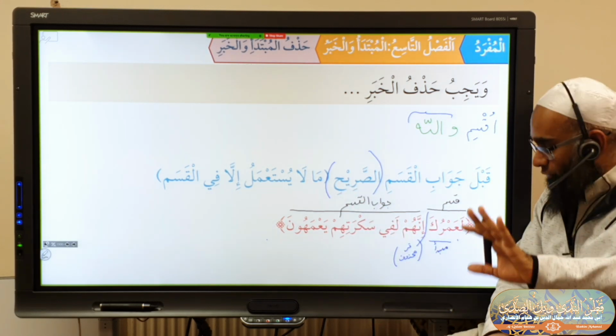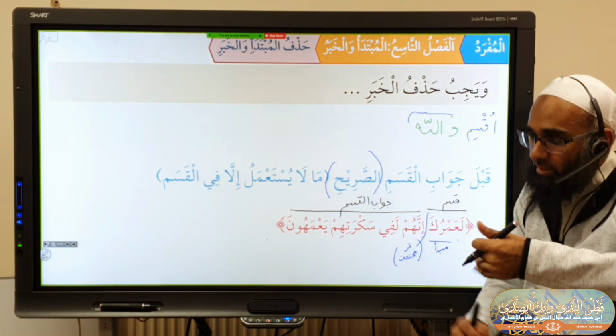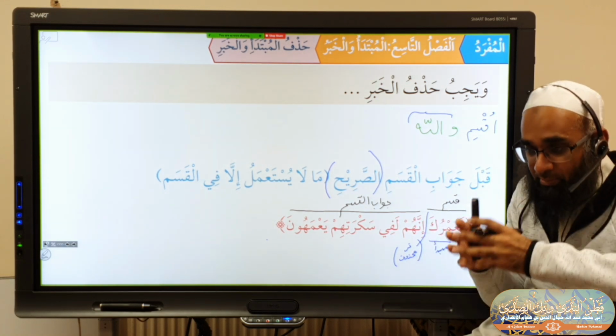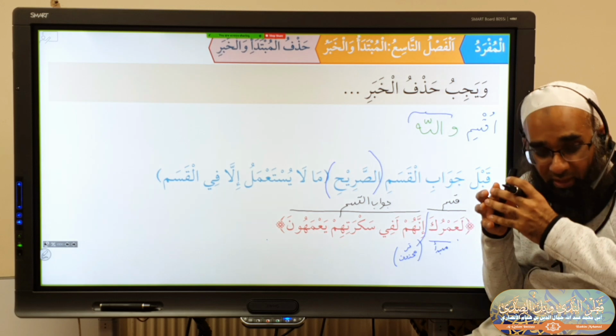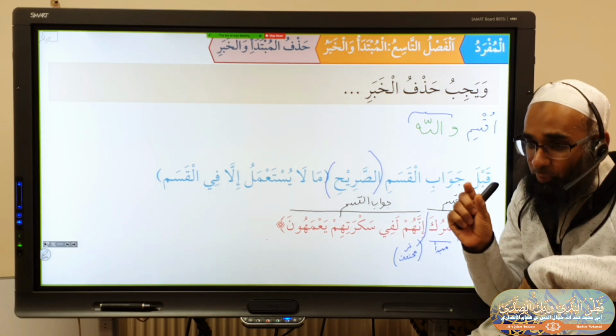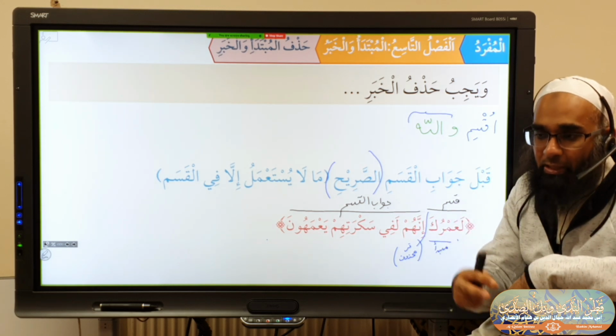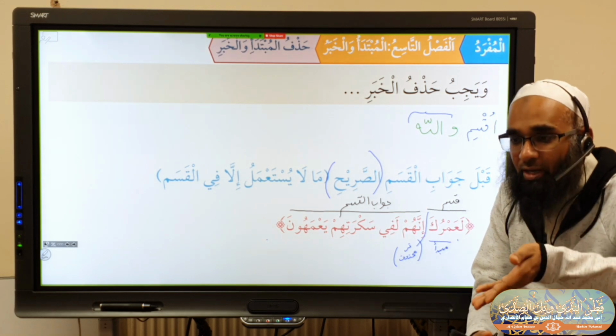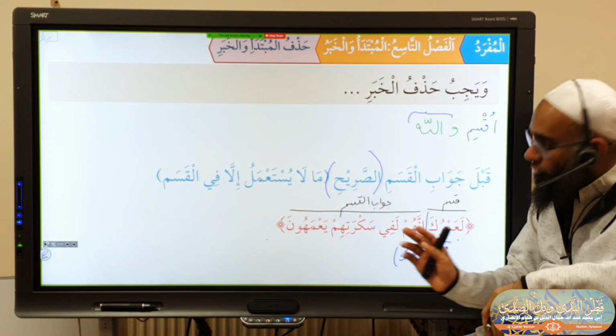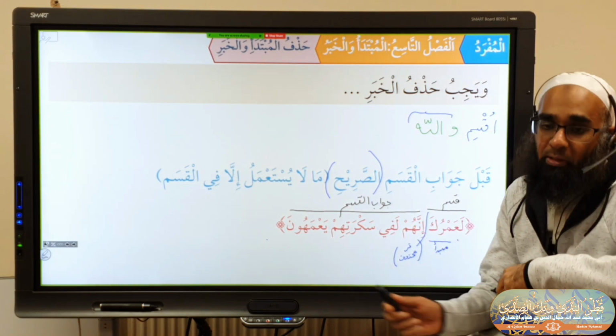You do it, tafsir, inshallah later on. But the rule is, if you have a qasam in a jumla ismiya, and the mubtada is a word which can only be qasam, there's no point mentioning qasami as a khabar. So you have to remove the khabar of the qasam.